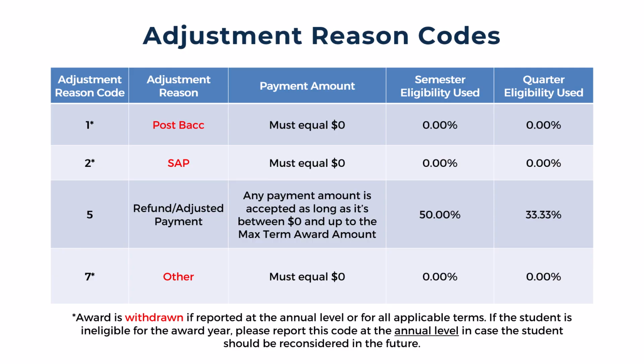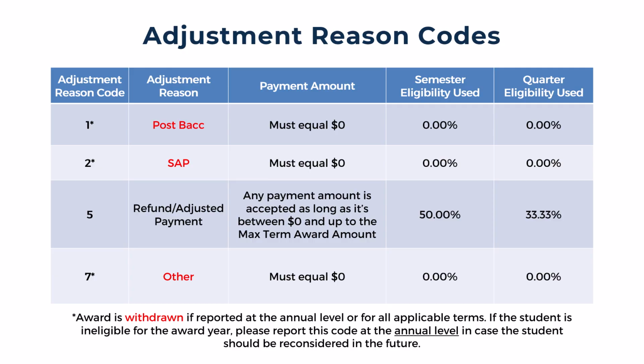Reporting code 5 is when the school decides to use the refund adjusted payment option to report a payment amount from anywhere between $1 and the max term award amount. Finally, a 7 code is used when the student is ineligible for any other reason.